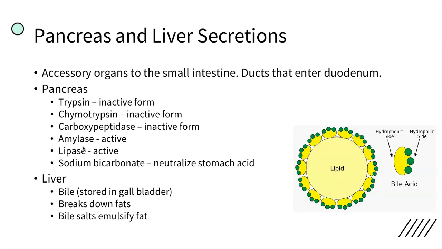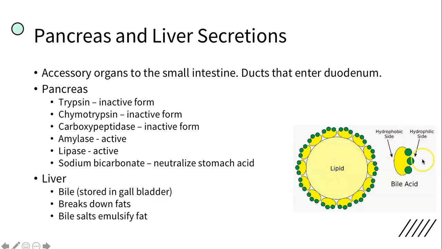Sodium bicarbonate is an alkaline mixture, basically basic, and it can neutralize stomach acid because as soon as that stomach acid leaves the well-protected stomach, it can start burning other areas of your digestive system, and we don't want that. So the sodium bicarbonate mixes with the chyme in order to neutralize it. And then the liver, of course, secretes bile, which when it is not being secreted gets stored in your gallbladder. Bile breaks down fats, and the bile salts, which are part of the bile, emulsify fat.